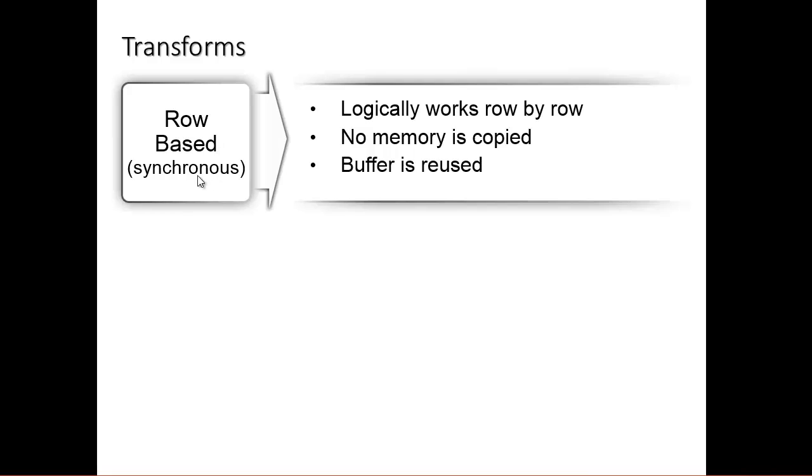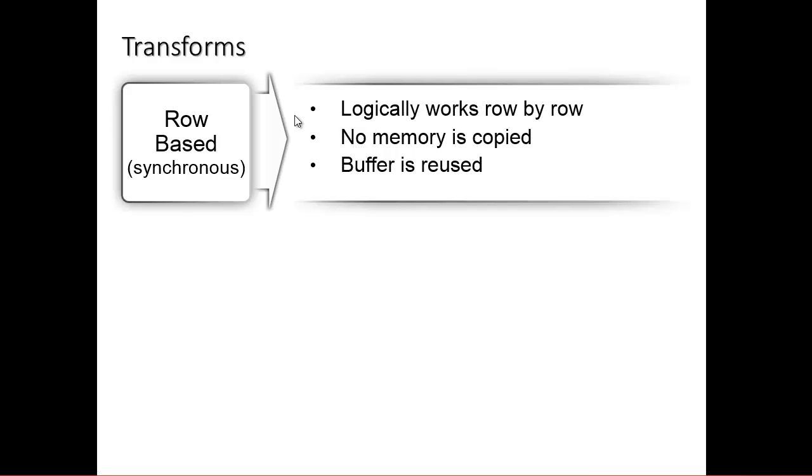So synchronous is row-based. And from a logical perspective, these types of transformations work on a row-by-row basis. Your memory buffers do not need to be changed. They are simply reused. If you remember, in Integration Services, you have buffers that run through your data flow tasks. And usually by default, these come in the form of a buffer of 10,000 rows.